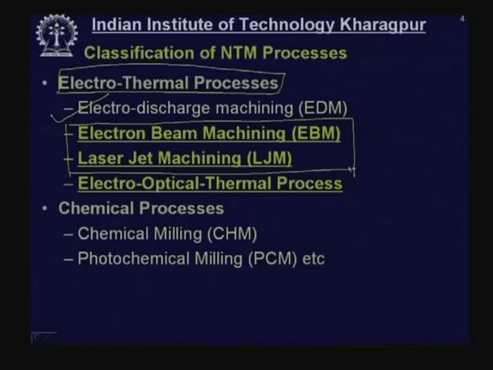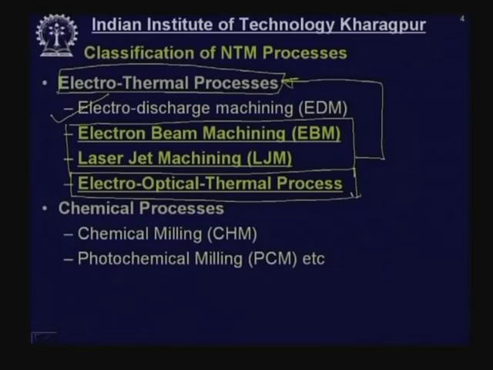These two processes, though they belong to electrothermal processes, can also be described as electro-optico-thermal processes. Why? Because both in electron beam and laser beam machining, ultimately we generate a beam of electrons, high velocity, high energy, or in case of laser beam machining, a beam of photons. Thus, it can also be classified as an electro-optical or optical thermal process.